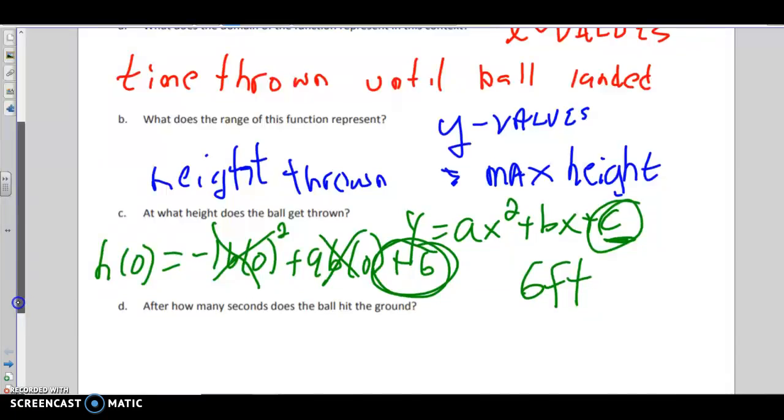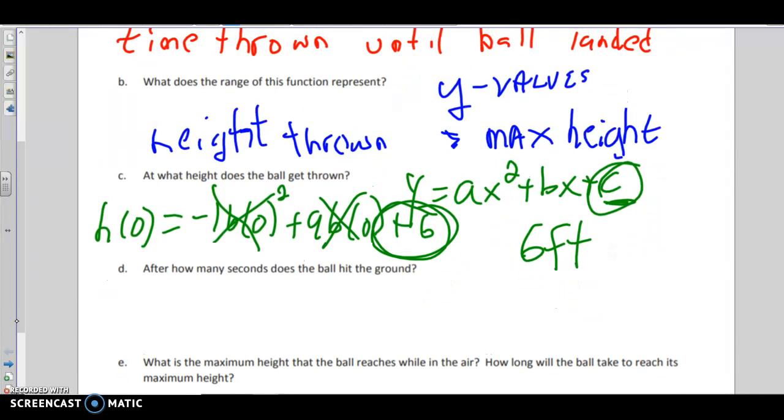The math comes in when we get to part B and E. So after how many seconds does the ball hit the ground? So this is where I need to use my previous knowledge of a quadratic equation. So on the ground, the height is going to be 0. So I can set my equation equal to 0 because h of t is height, and that is 0.